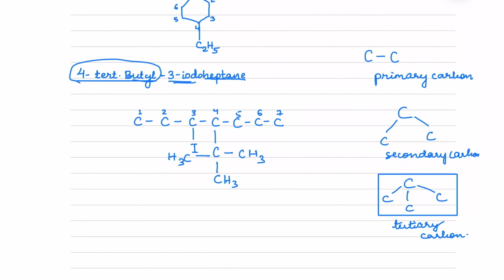But before that, we have to add the number of hydrogens so as to complete the tetravalency of carbon atoms. Here H3, here it is H2, here just CH would suffice, here CH, here CH2, here CH2, here CH3. So this is the structure of our organic compound.